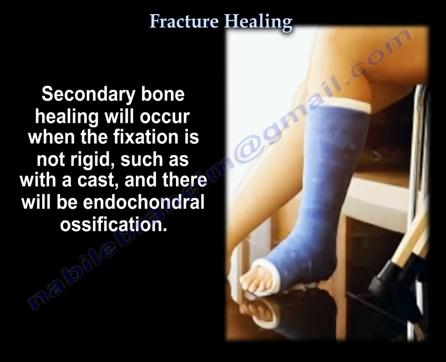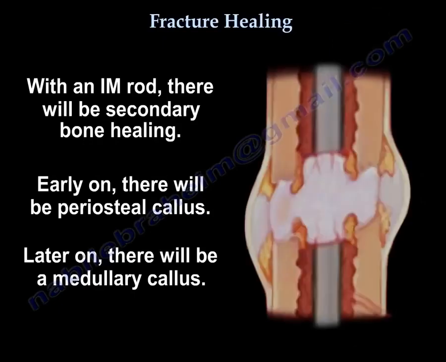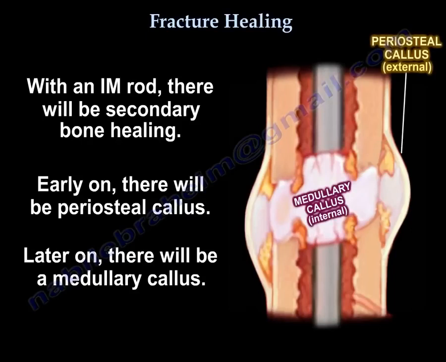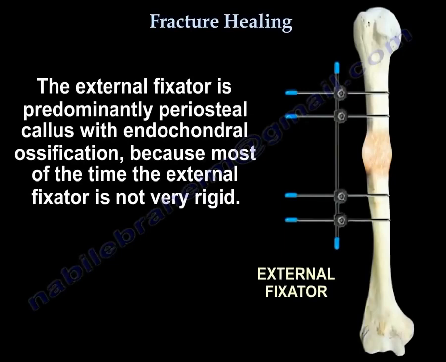Secondary bone healing will occur when the fixation is not rigid, such as a cast, and there will be endochondral ossification. With an IM rod, you will have secondary bone healing. Early on, you will have periosteal callus, and later on, you will get medullary callus. The external fixator is predominantly periosteal callus with endochondral ossification because most of the time the external fixator is not very rigid.